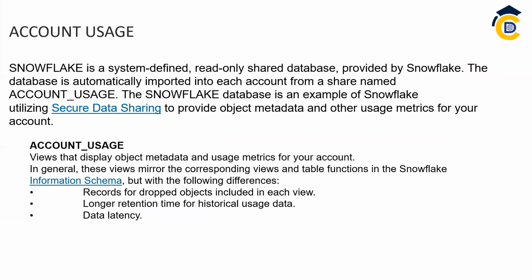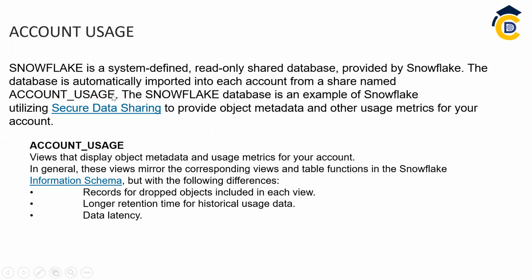So that is one kind of difference between information schema and account usage. We'll see more of them as we run through more of its properties. The Snowflake database is an example of Snowflake utilizing secure data sharing to provide object metadata and other usage metrics of your account. Usage metrics is nothing but the storage and the consumption of your compute.